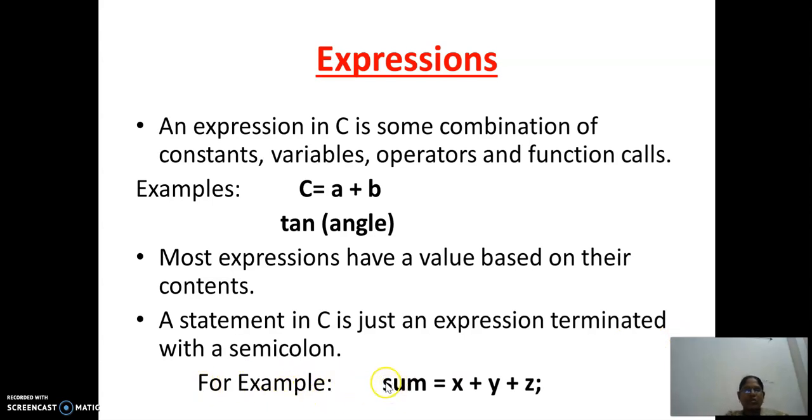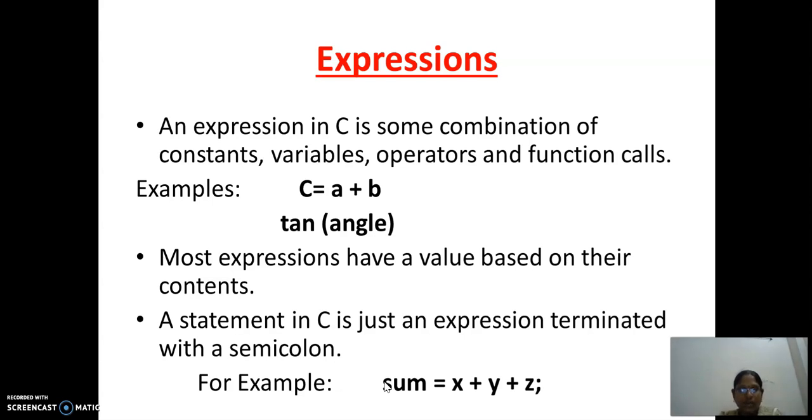Say for example, sum is equal to x plus y plus z, semicolon. That means you are performing the addition on x, y and z and storing it in the variable sum. Here, one thing you have to notice is that you are going to have an L value, that is your sum, the variable where you are going to store the value. You can write x is equal to y also. What do you mean by that? The y value is assigned to x. And here, sum is equal to x plus y plus z.